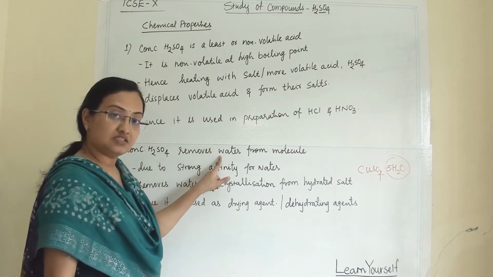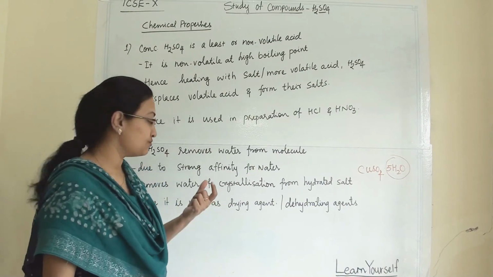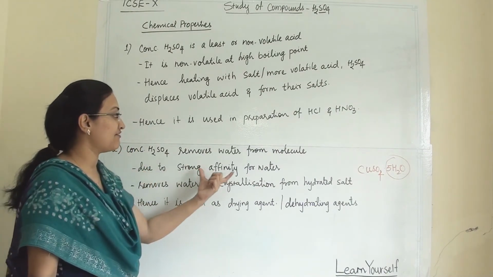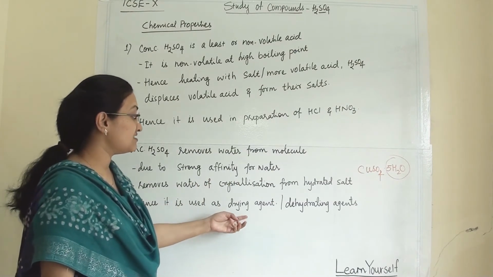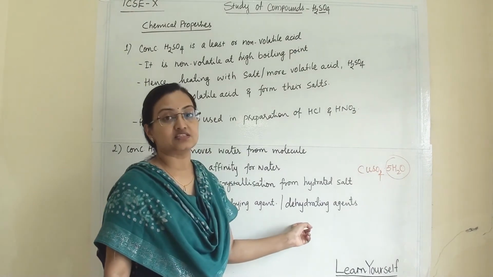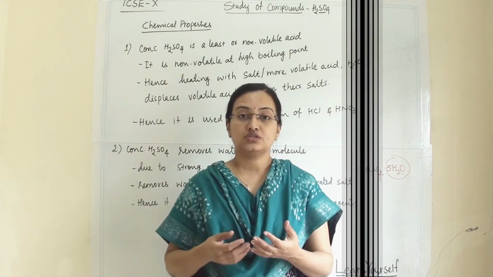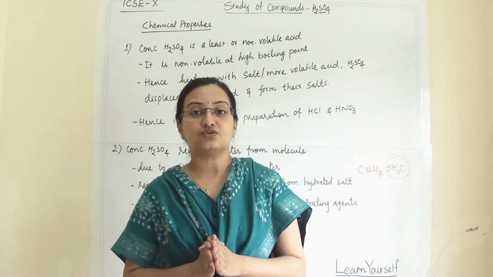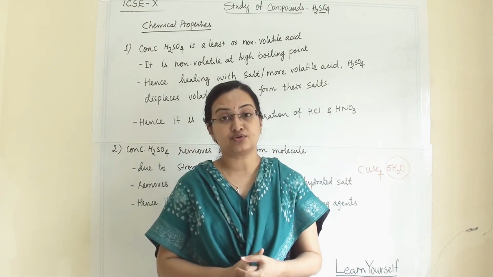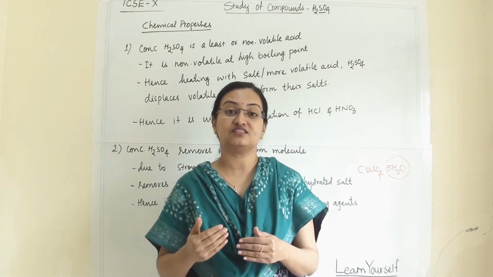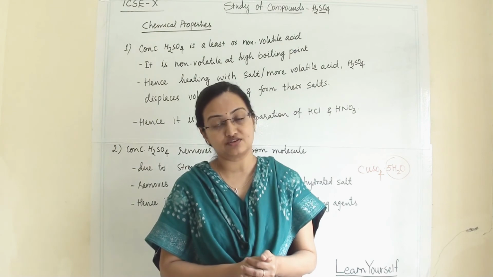Why does sulfuric acid remove water and water of crystallization? Because it has a strong affinity towards water. Hence it is used as a drying agent as well as a dehydrating agent in the reaction mixture. So this is all about the chemical properties of sulfuric acid. We have seen the contact process, the manufacturing process of sulfuric acid, its respective reasons, chemical properties and behavior of sulfuric acid.